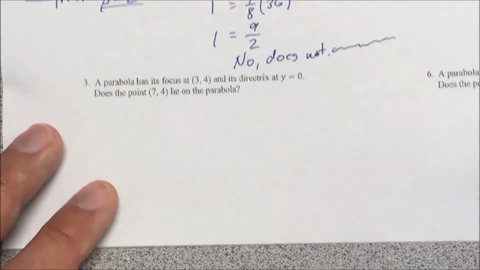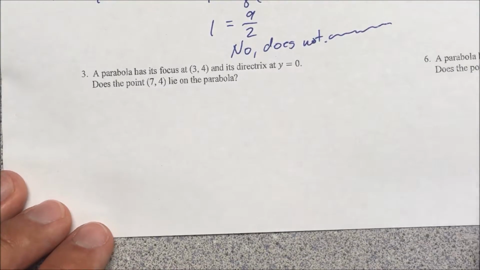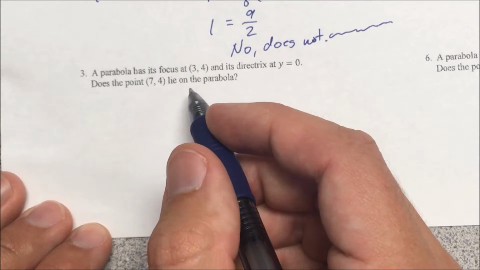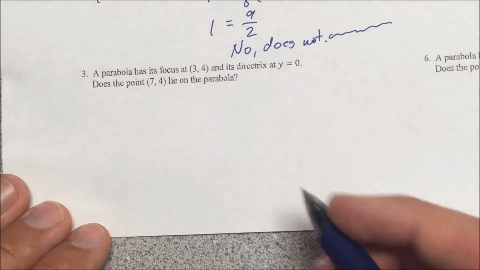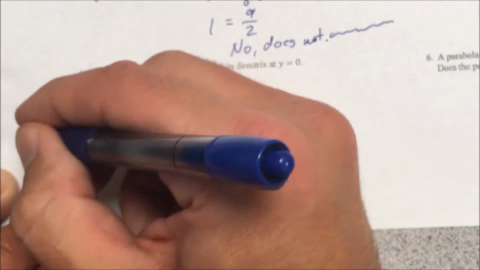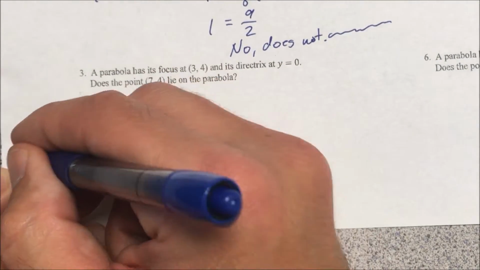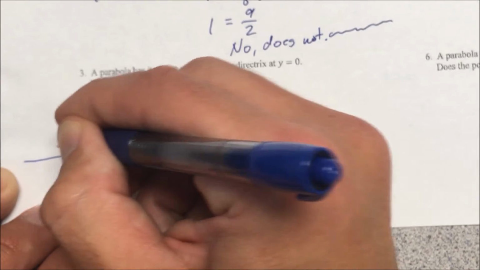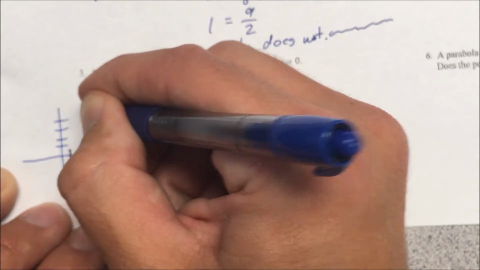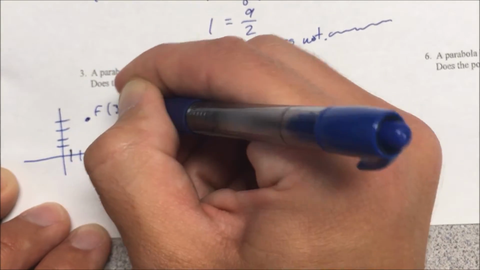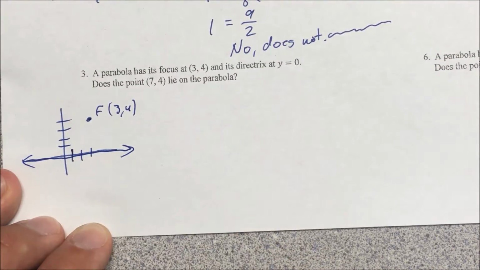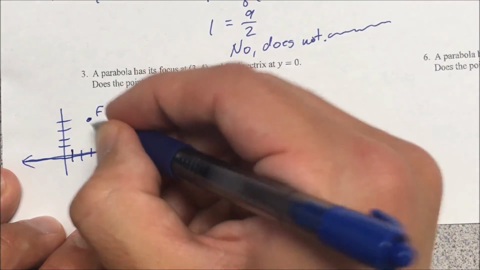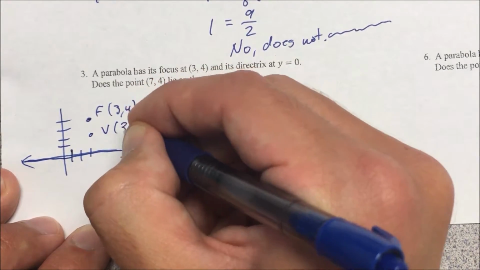Let's check out another one. Next one, same style problem. We have a focus at (3, 4) and a directrix at y equals 0. So I have my little graph over here. Focus is at (3, 4) right there, and the directrix is at y equals 0. So my vertex is going to be halfway in between that. Vertex is (3, 2).